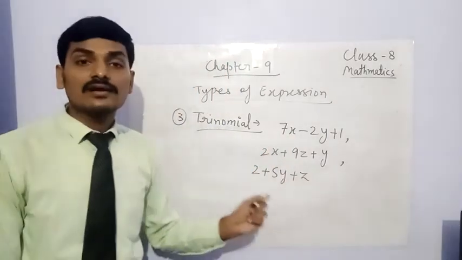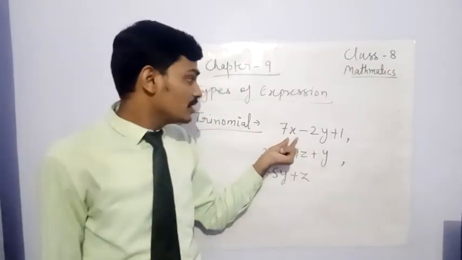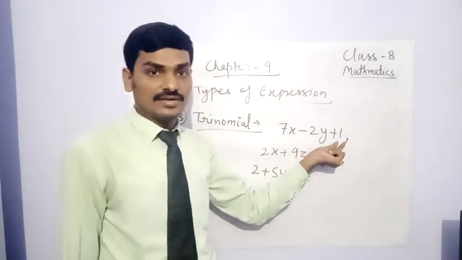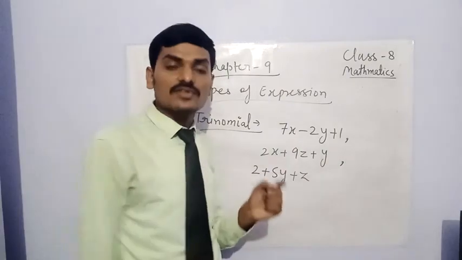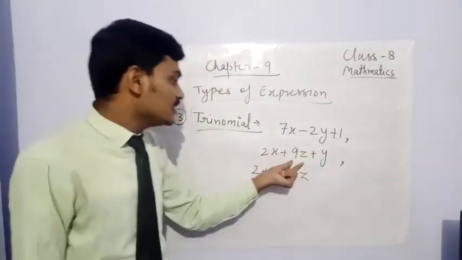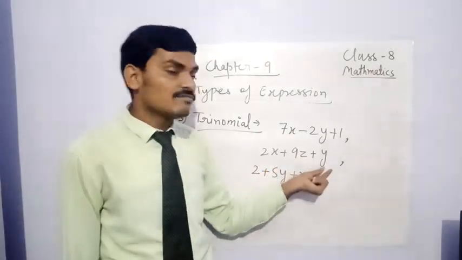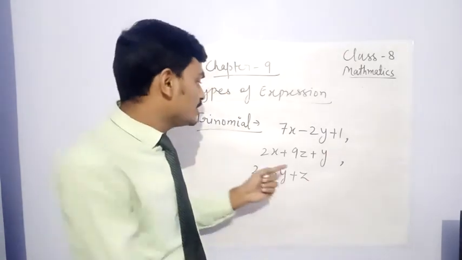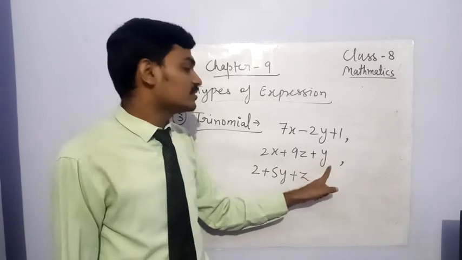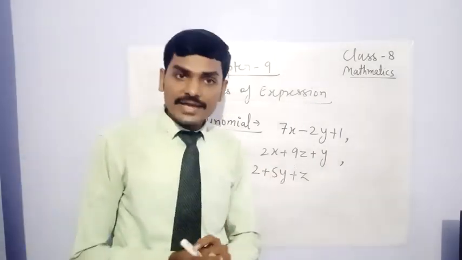These all are trinomials because in this case 7x is one term, minus 2y is the second term, and plus 1 is the third term. So here three terms are present, and this is a trinomial. In this case 2x is one term, 9z is another term, and y is another term. First one is 2x, second one is 9z, and third one is y. So this is also a trinomial.